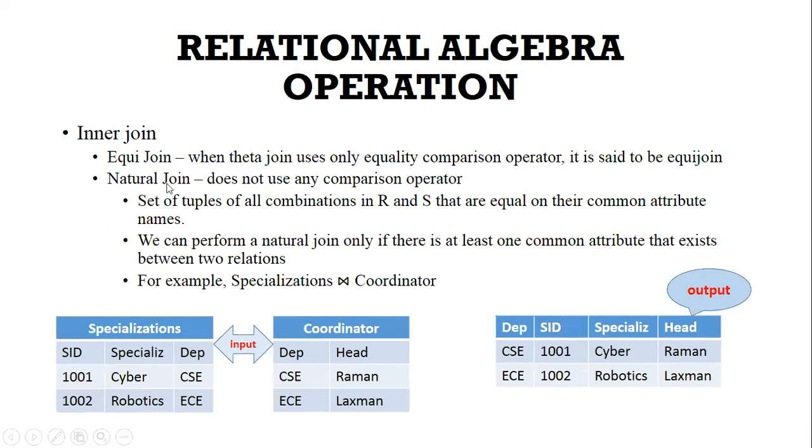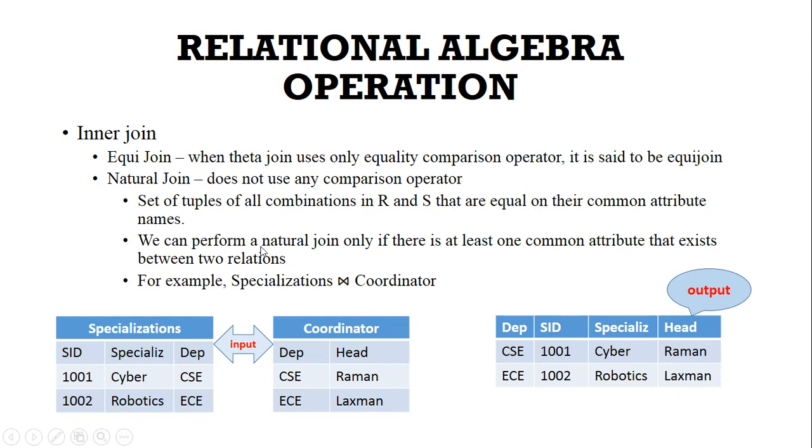The next are equi join and natural join, which we are going to discuss in the inner join. The equi join means when theta join uses only the equality comparison operation, it is said to be an equi join. That is what we discussed previously. Here we will discuss natural join, which does not use any comparison operator. It gives the set of tuples of all combinations in R and S, where R is a table and S is a table, that are equal on their common attribute names.